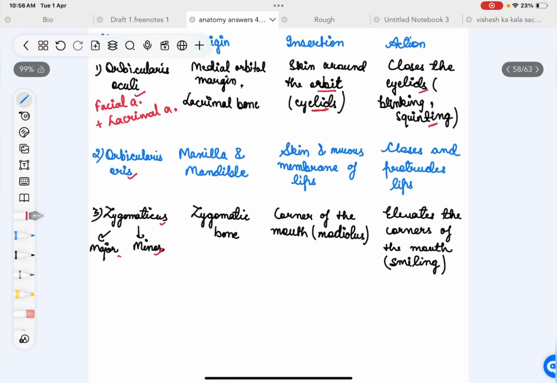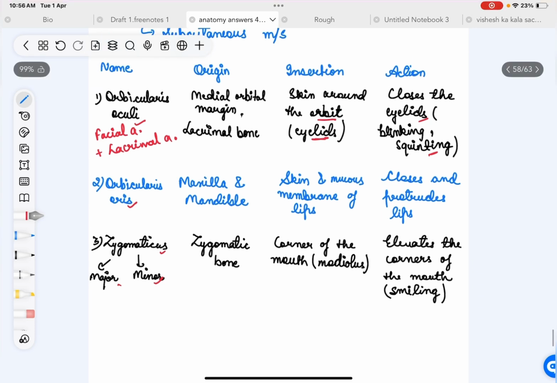The second muscle is orbicularis oris. Its origin is the maxilla and mandible. The insertion is in the skin and the mucous membrane of the lips, and the action is that it closes and protrudes the lip. Its blood supply is by the facial artery, particularly through the superior and inferior labial branches.